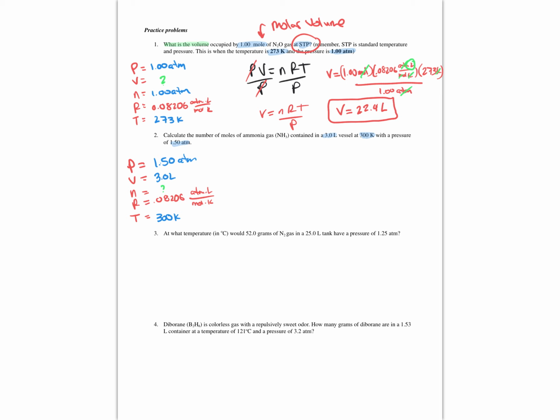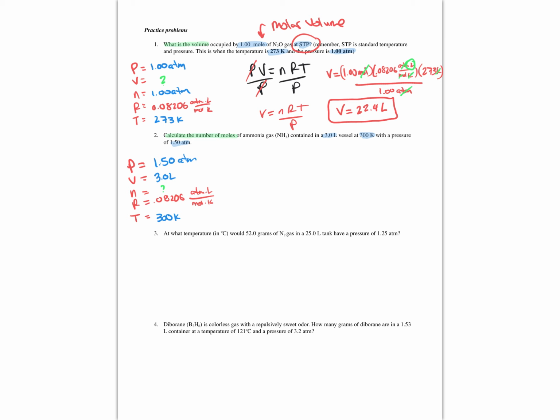In this second problem, I'm going to again organize my values first. I see that I have a pressure of 1.5 atm, a volume of 3.0 liters. I want to find the moles of gas. I have R, always 0.08206, and we're at 300 Kelvin as the temperature.